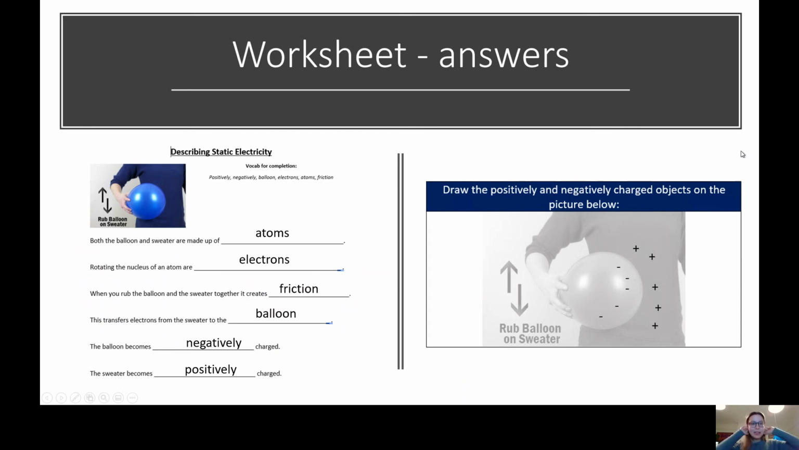Okay, now I would like you to mark your answers either with a pen or a pink highlighter. Let's go through the answers together. Both the balloon and the sweater are made up of atoms. As I said at the beginning, atoms make up all of the objects in the world. Rotating the nucleus of an atom are electrons. Remember the green negative circle I showed you at the beginning are the electrons rotating around the nucleus, i.e. the center of the atom.